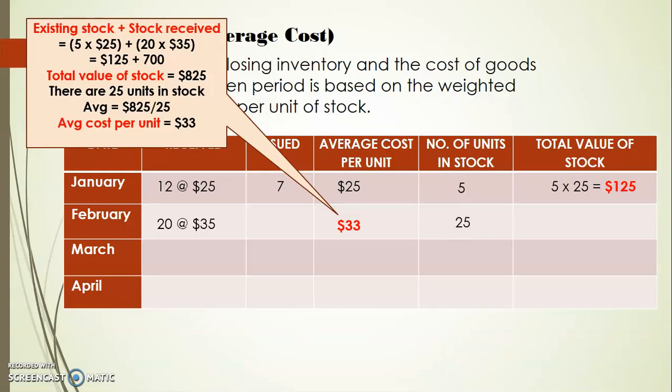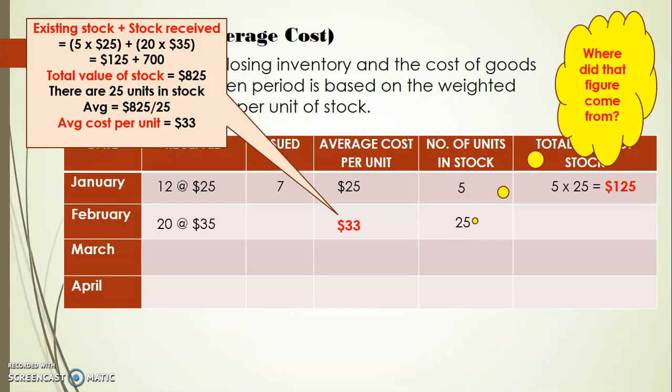So as we said, the number of units in stock is 25. But where did this figure come from? Now, if we look at our tally or our units of stock identified for January, we will see that we have 5 in stock. In February, we received 20. 20 plus 5 is equal to 25. Using these calculations, the total value of our stock in hand in February would be the 25 reams of paper at the average cost per unit, which would give us a total of $825.